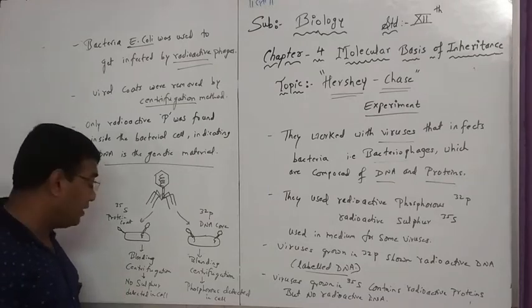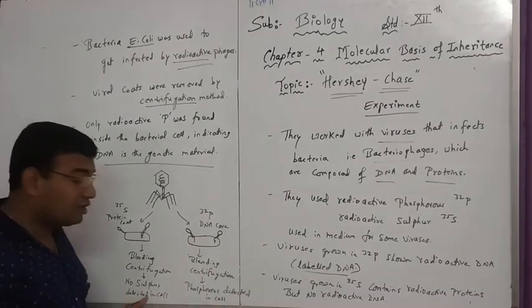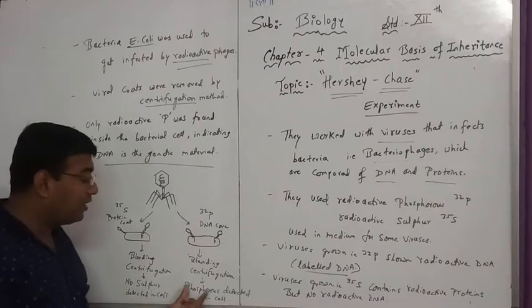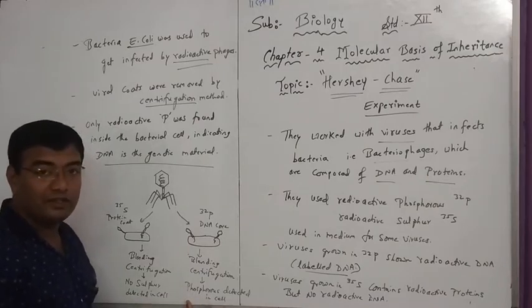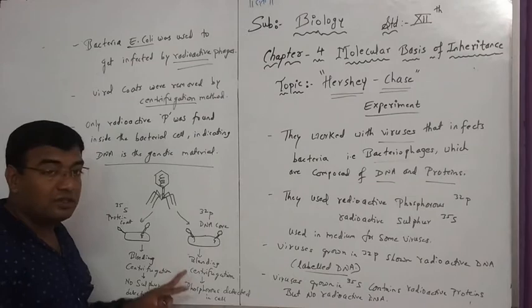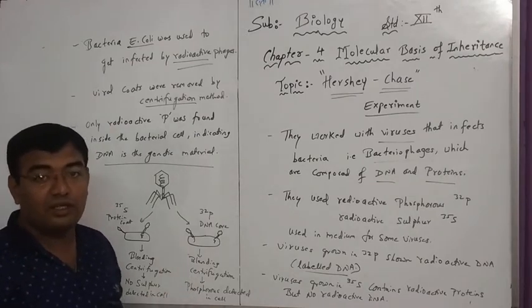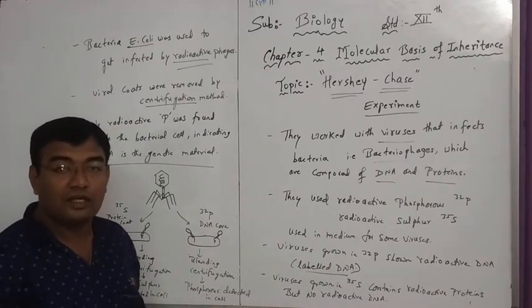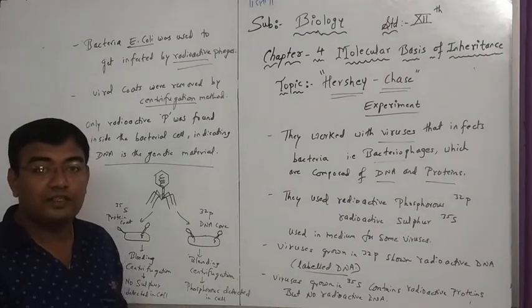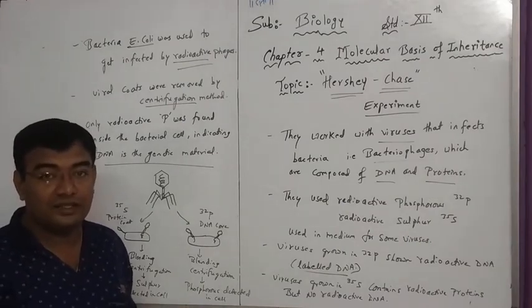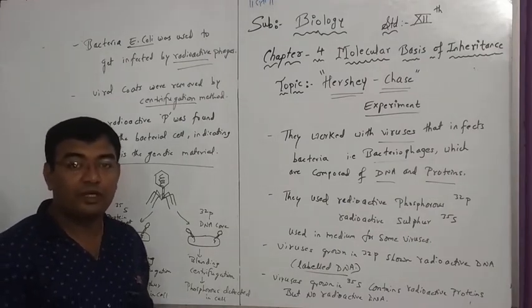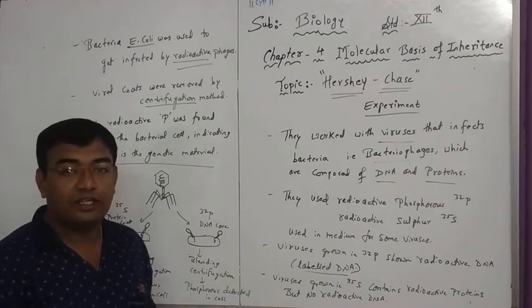The sulfur was in the supernatant, but where the DNA was labeled, the phosphorus was found in the cell. So they concluded that DNA is the only material responsible for the transforming principle. In this way they proved the theory that DNA is the genetic material. I hope you understood the lecture. Thank you for watching the video.